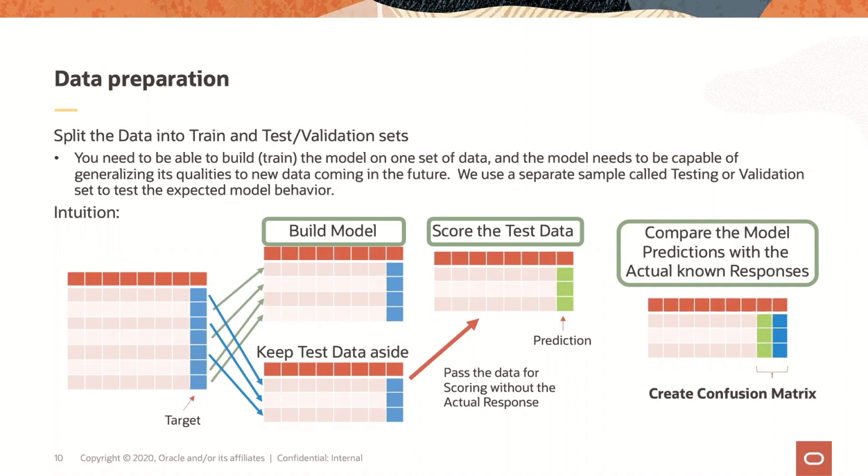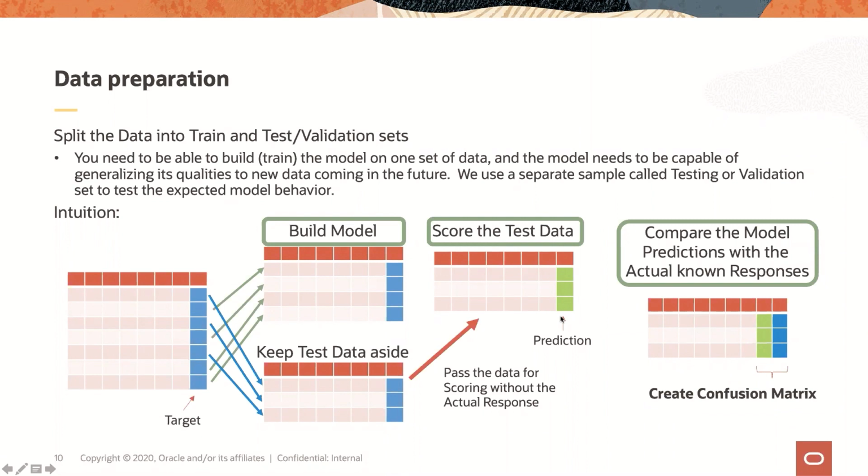You build that model on the top side, and you keep the test data aside, right? You keep it on the side here. Now, the idea is that after the model is built, you will then pass the data to the model without the target. So you keep the actual response for yourself, just pass the data to the model, because the model is going to look at the data, and then the model is going to have a prediction.